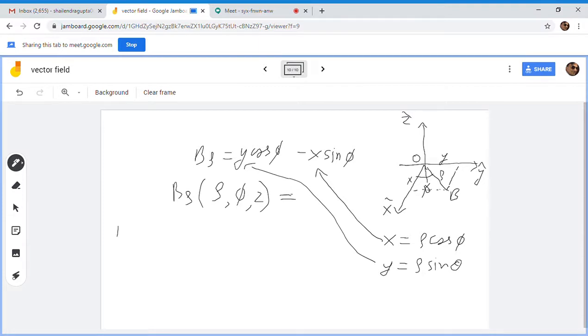So what will your B rho become? B rho will become y, which is rho sin phi. So this is phi, not theta. Sin phi cos phi minus what is x? Rho cos phi sin phi. So what will it become? These two components will cancel out, so it will become 0. So in the cylindrical coordinate system, there is no B rho component, meaning there is no radial component to the vector field.